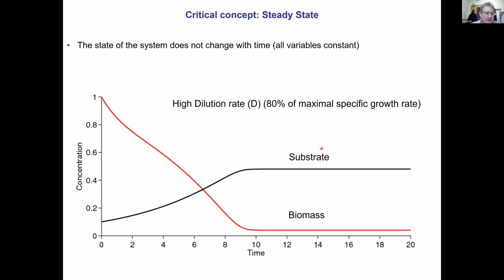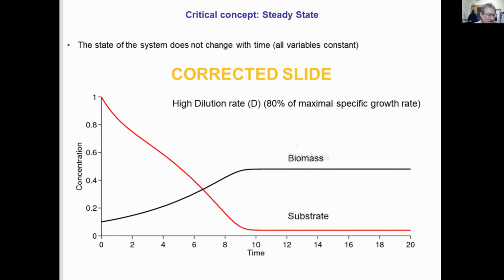Here's another example with a higher dilution rate and you get a different steady state. In this case, with a higher, by the way, this is wrong. This should be biomass here and this substrate. This is a mistake I built into the slide some years ago and forgot to take it out. Anyway, that was just to get people thinking, to make a mistake here. So the biomass increases to a lower level and the substrate reaches a higher level if the dilution rate is higher. So you can do this at different dilution rates.